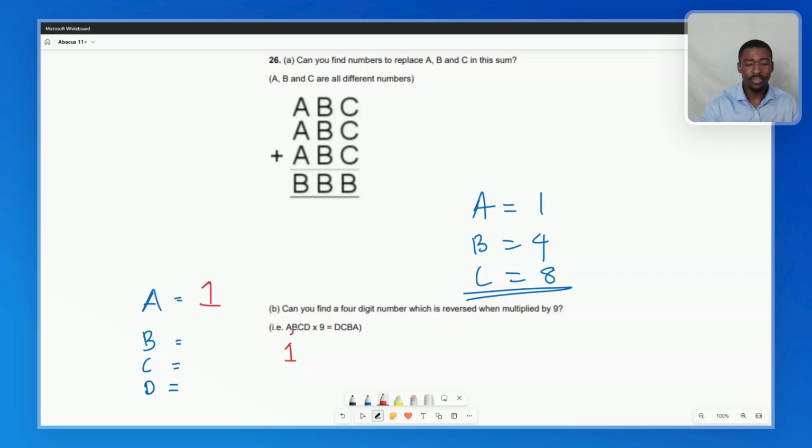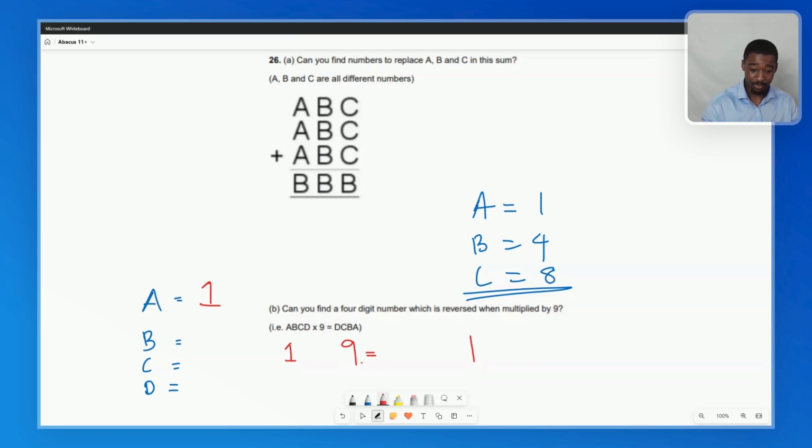Now, if A has to be 1, what does that mean? That means that when we multiply this number by 9, the last digit is also going to be 1, because A equals 1. But if that last digit is going to be 1, what does that tell us about the last digit of A, B, C, D? It has to be 9.